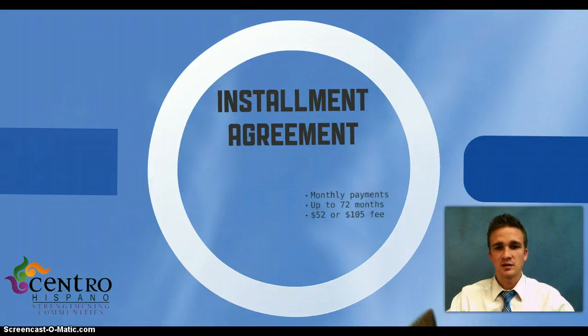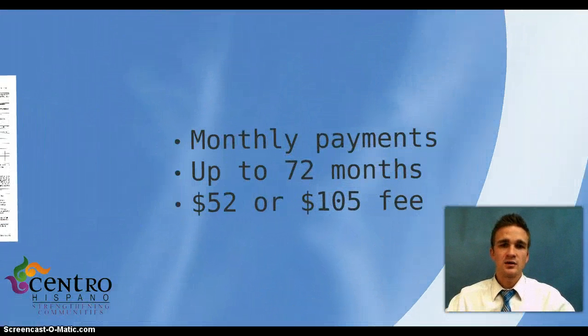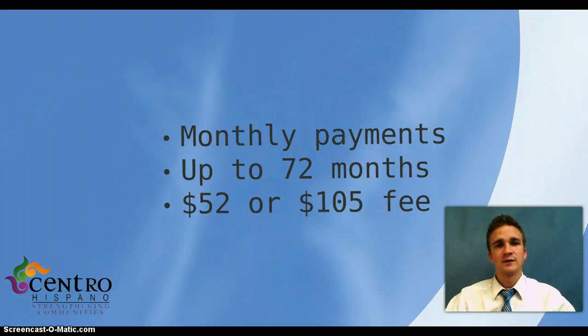Installment Agreement is probably the most common way of dealing with the debt with the IRS, and what it is, it's just a monthly payment plan. It can be up to 72 months, 6 years. Basically you can take the full amount that you owe from multiple years even, divided by 72, and you could potentially be paying that amount per month.